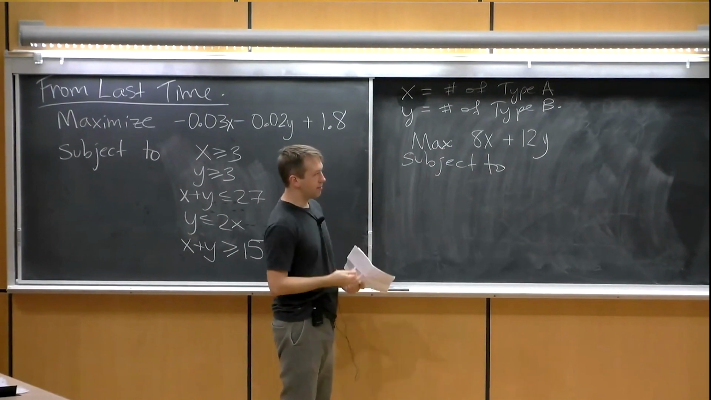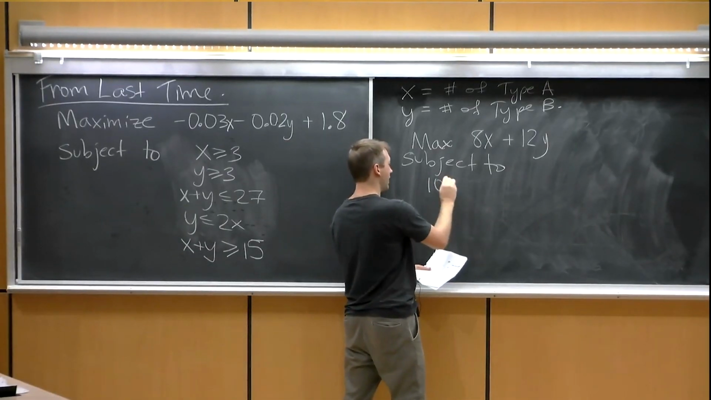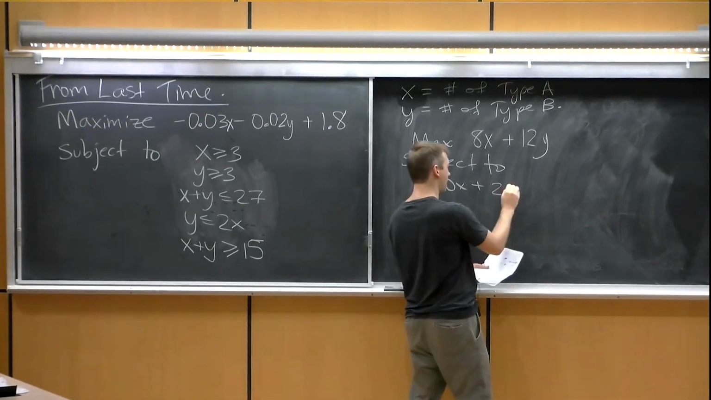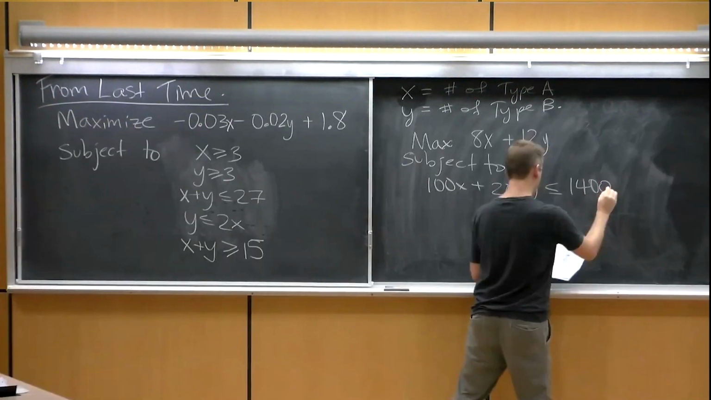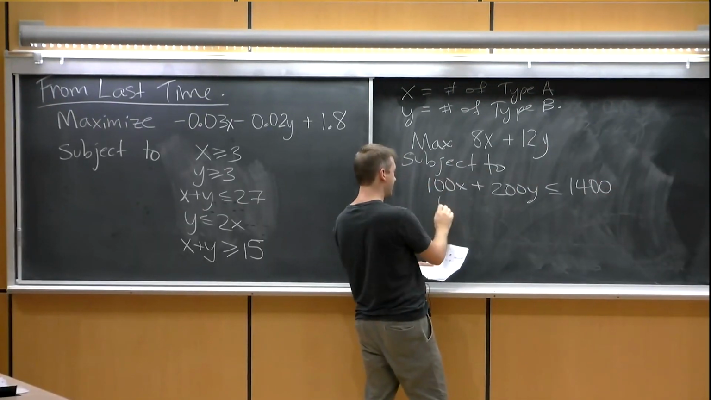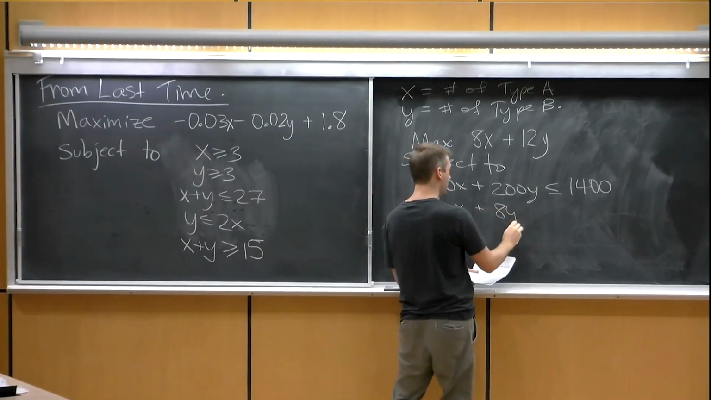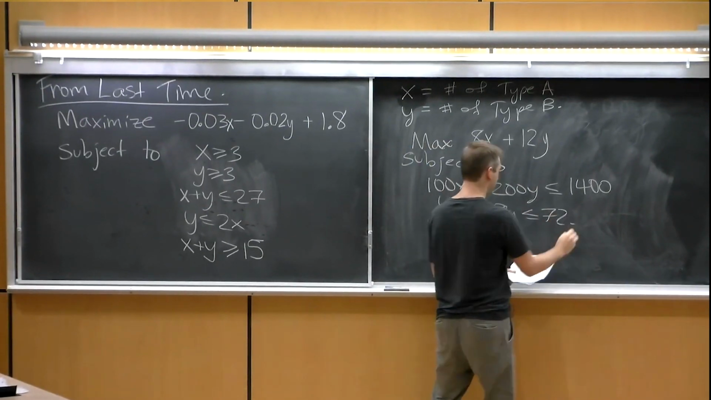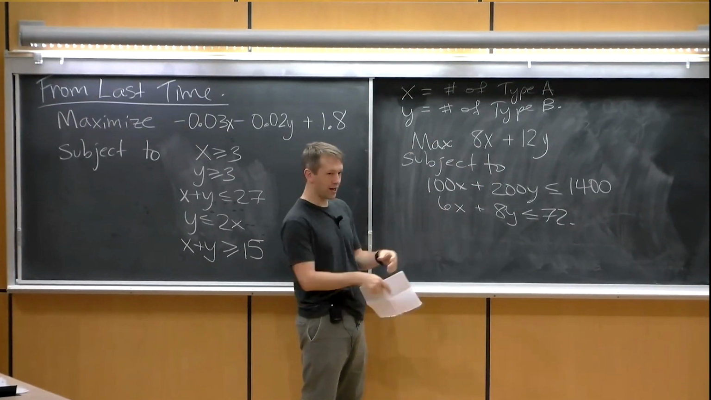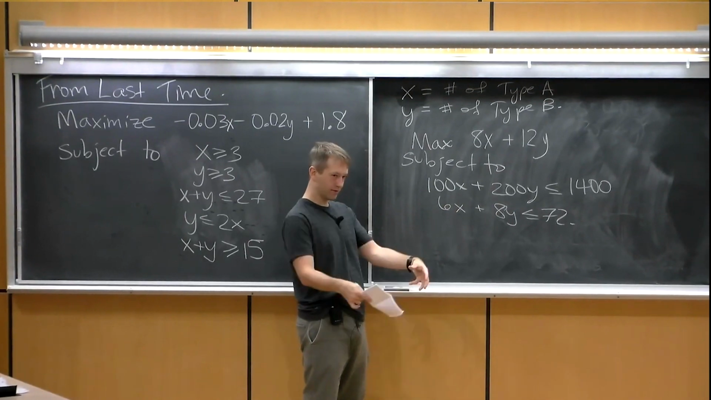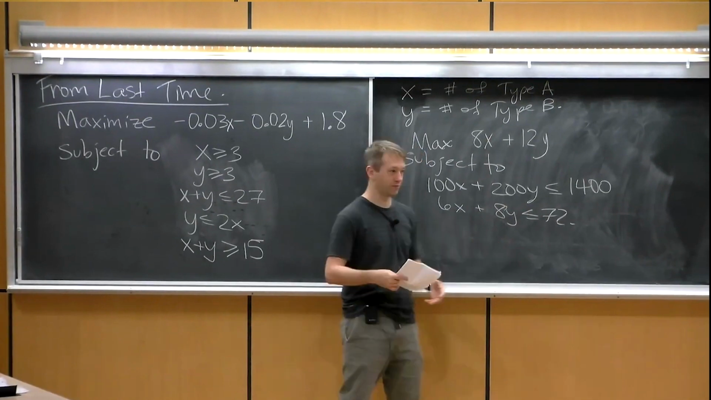We've got a budget and we've got a space constraint. So our budget tells us that 100x plus 200y should be at most 1400. And then our space constraint tells us that 6x plus 8y should be at most 72. Because every filing cabinet of the first type is going to use up 6 in area. The second type is going to use up 8, and you can't use more than 72.